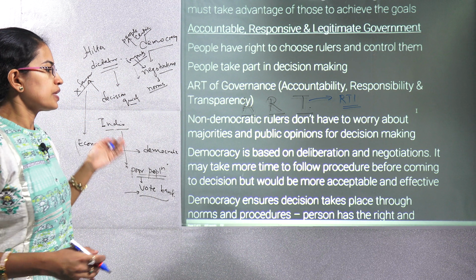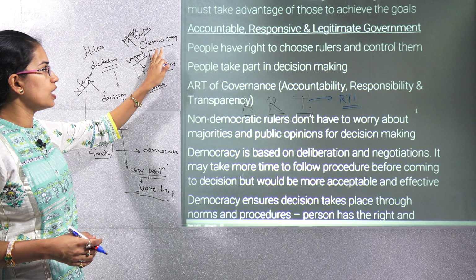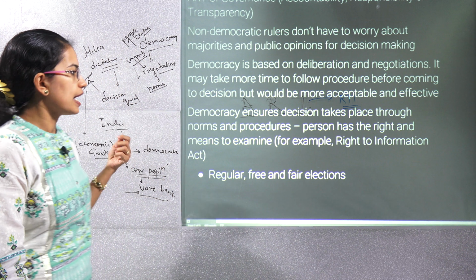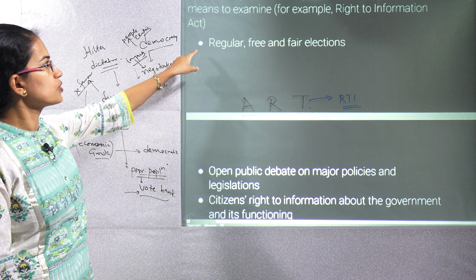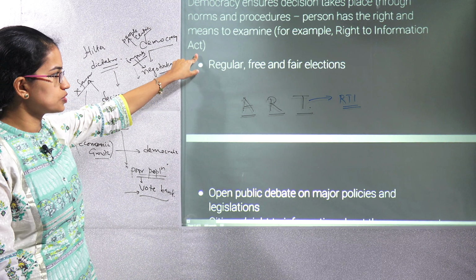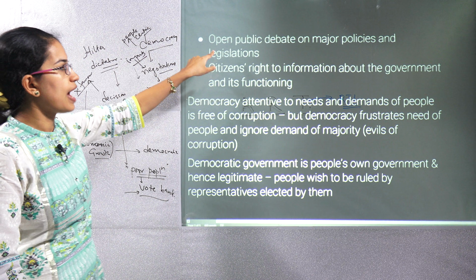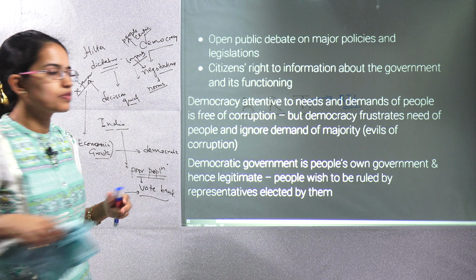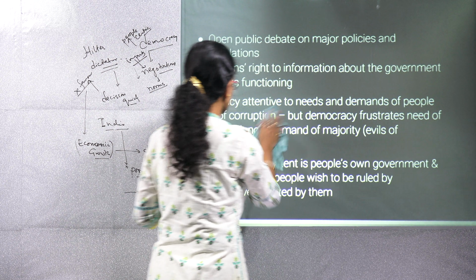Those are the things that we take into consideration when we talk about governance or government functioning. Now, we have talked about how negotiations work in democracy, and in democracy you have decision making that takes place through the procedure of norms. What are some of the good examples to examine how decision making takes place through a standard procedure? We have free and fair elections, we have open public debates on major policies, and the Right to Information Act is one of the important acts that we discuss here.